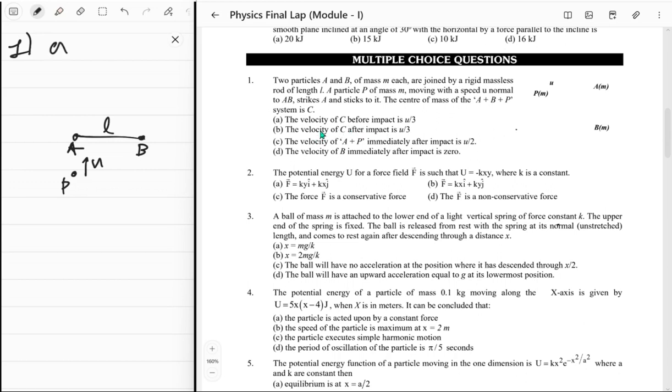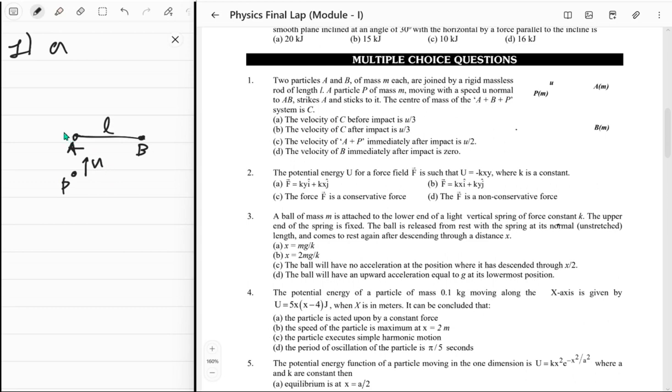And what about the velocity of A plus P immediately after impact? That's supposed to be u upon 2. So think about it: there could be tension, but in the y direction at least momentum is completely conserved. So it's going to be u upon 2 in this direction.